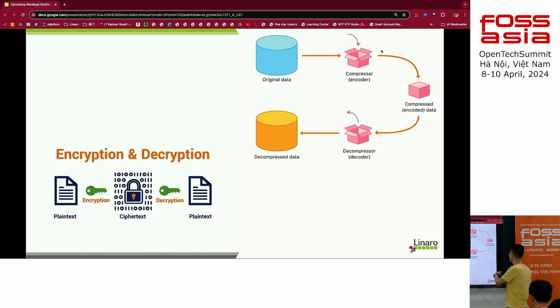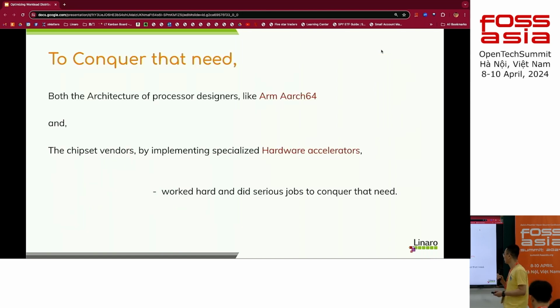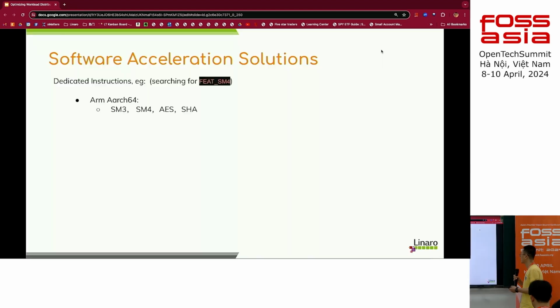The same thing goes for storage space. We need to compress things, and we need to decompress. To meet this need, we have two methods, as I mentioned: the CPU processor core method, and the specialized hardware method. So let's first check the ARM solutions.